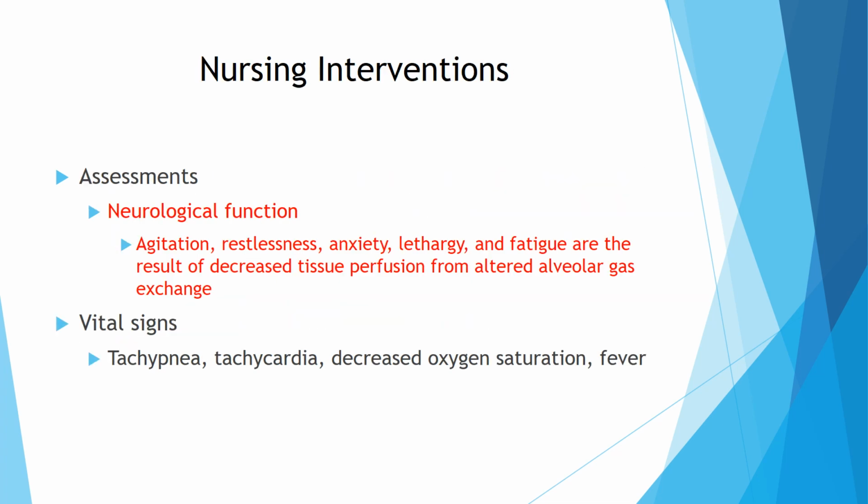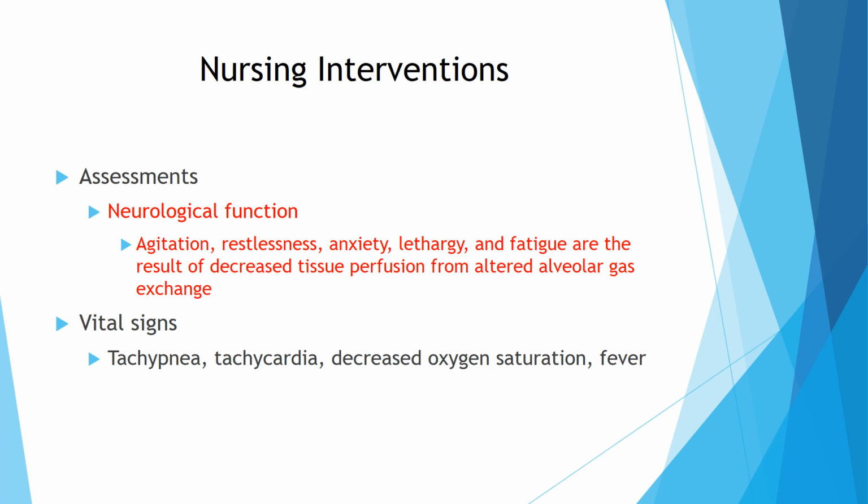So nursing interventions, what are we going to do? We are going to assess. We are looking at neurological function, agitation, restlessness, anxiety. Listen up, ladies and gentlemen. Neurological function, agitation, restlessness, anxiety, lethargy, fatigue are the result of decreased tissue perfusion with altered alveolar gas exchange. There can be no gas exchange at the alveolar level because this is where the problem is with this client with pneumonia. So therefore, there can be no tissue perfusion.